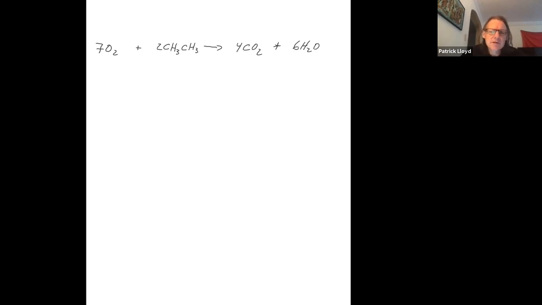There we go. Okay. So again, what you want to do is assign oxidation numbers and then see what became more positive. The one that became more positive is the reducing agent. The one that became more negative is the oxidizing agent.